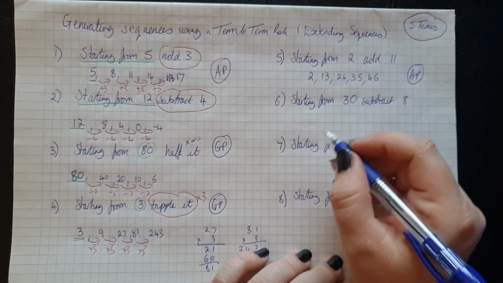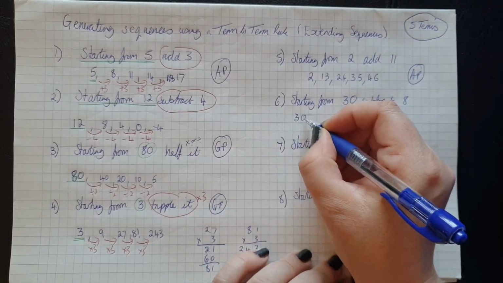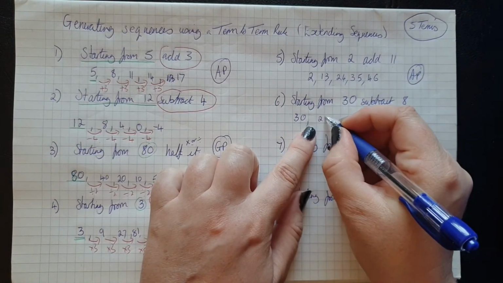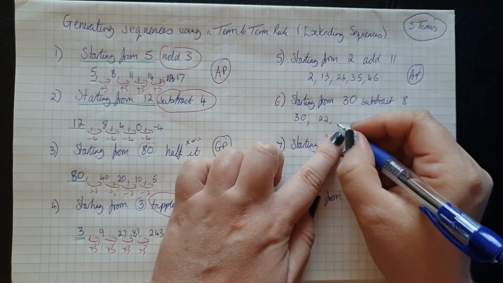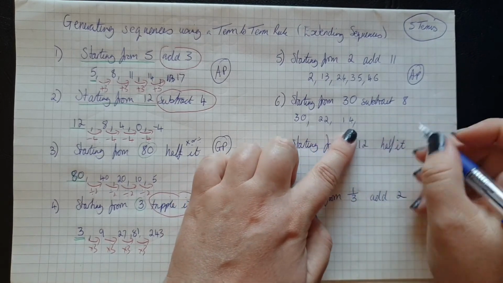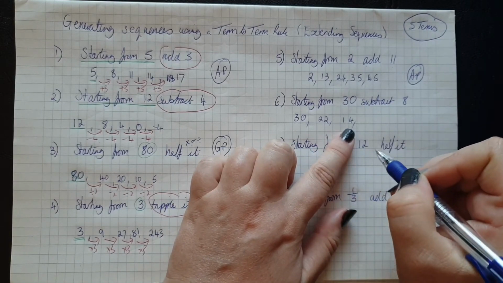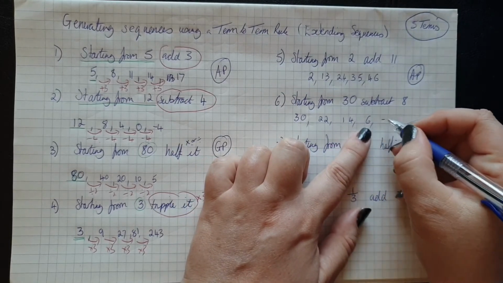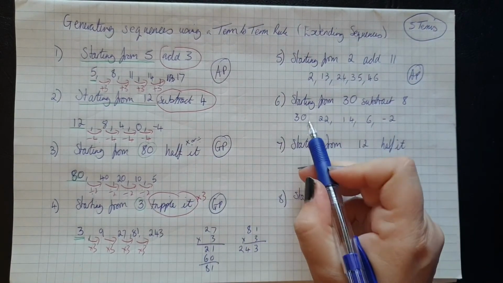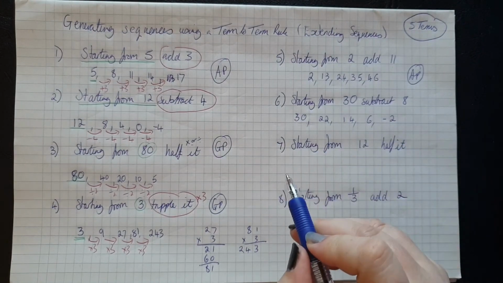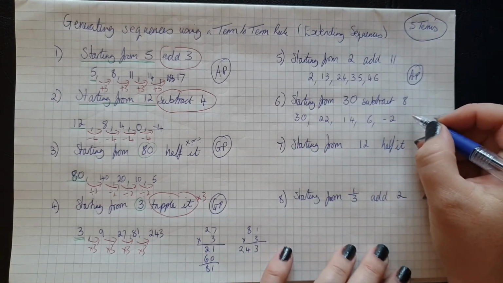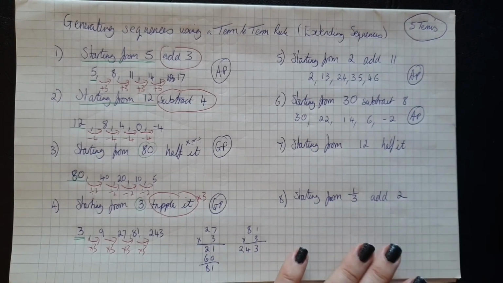Number 6, starting from 30, subtract 8. 30 subtract 8 is 22. 22 subtract 8 is 14. 14 subtract 8 is 6. 6 subtract 8 takes us into negative 2. 1, 2, 3, 4, 5. Lovely. And again, that's a subtract 8, so it means it's going up and down in even steps. AP.